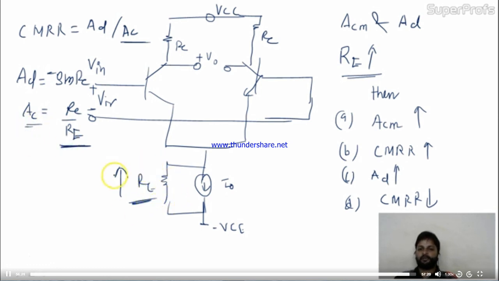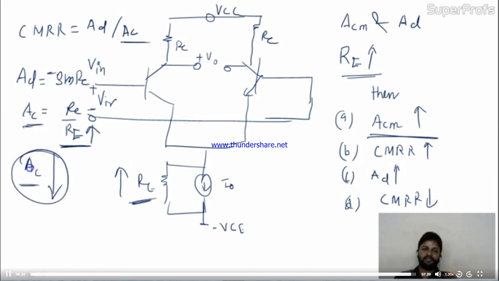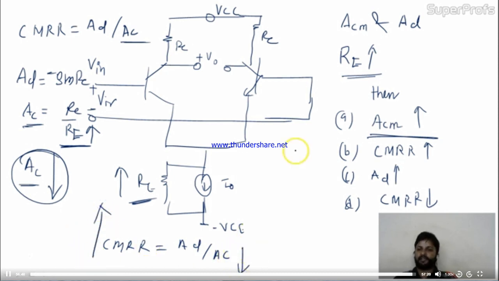So here what we are going to do is, we are increasing the RE. When RE increases, AC will decrease. So AC is going to decrease. Do we have any option here? The option AC is going to increase is there. Now AC is decreasing. What about CMRR? Definitely by this formula, CMRR is nothing but AD by AC. AC is going to decrease, CMRR is going to increase. So the correct answer is CMRR going to increase.